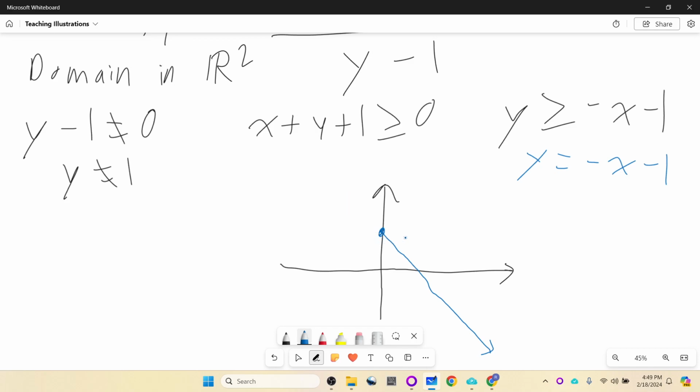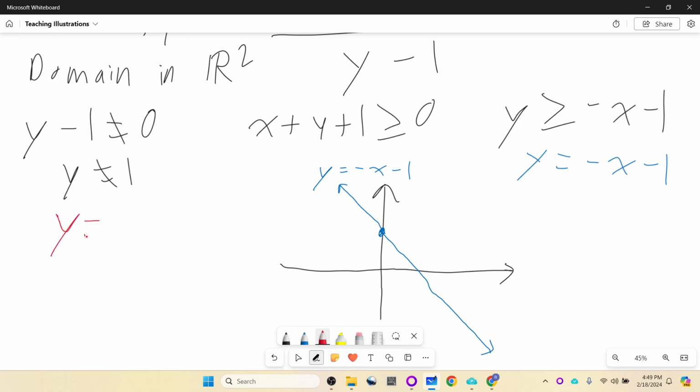That doesn't, I messed that up. That's the line y equals negative x minus 1. Now, we need to shade one side or the other. Since it says greater, y is greater, so we go up. But we also have this rule, y is not equal to negative 1.